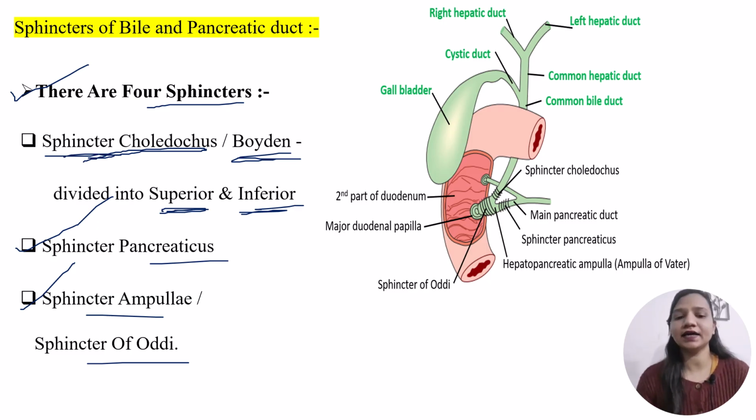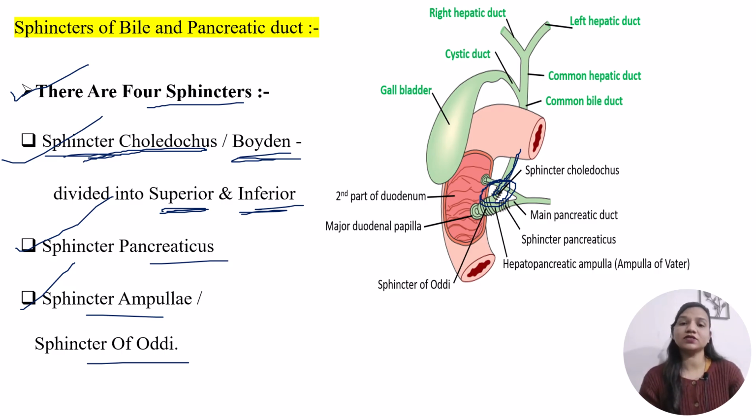So what exactly are these sphincters and what are their functions? Let's discuss it. The first one is the sphincter choledochus. You can appreciate here in this picture. This is the sphincter choledochus. It is present at the terminal part of the bile duct. Okay, this is the bile duct, and the sphincter present at the terminal part is called the sphincter choledochus. It is divided into two parts, superior and inferior, and this sphincter is always present.